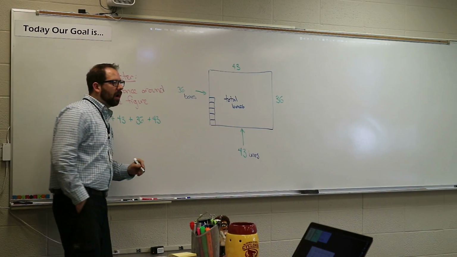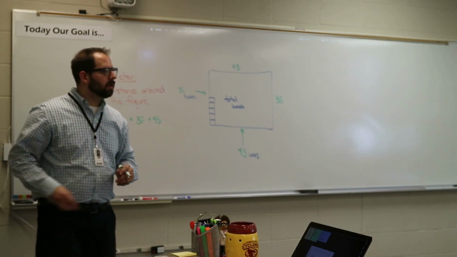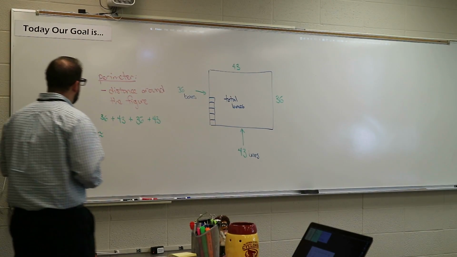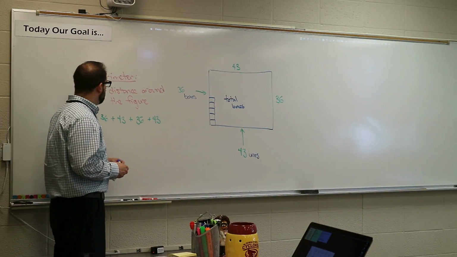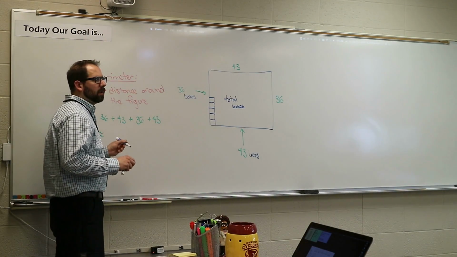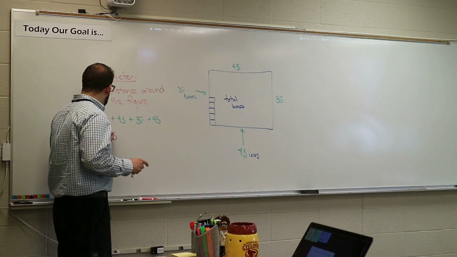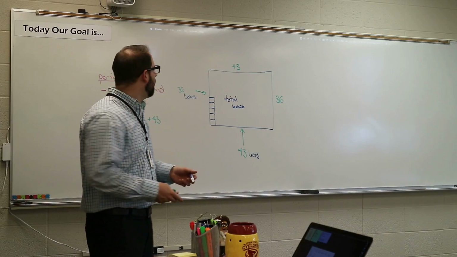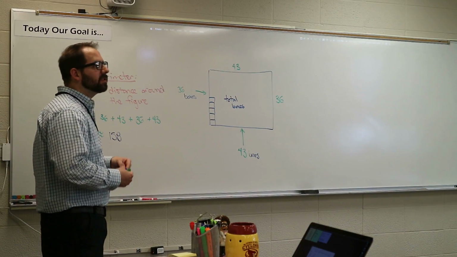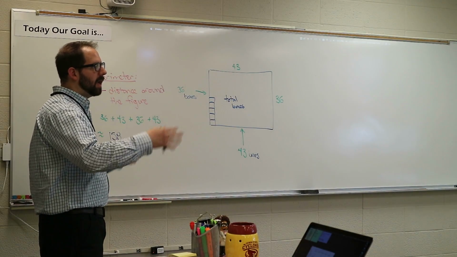Okay, it looks like Connor, you're on it. Let's see what you come up with. Pretty good. You guys are on a roll today. 158. So that is our perimeter. If that was in inches or centimeters, whatever they are, that's the distance around the object. Do we feel comfortable with that? Right, we add them all.